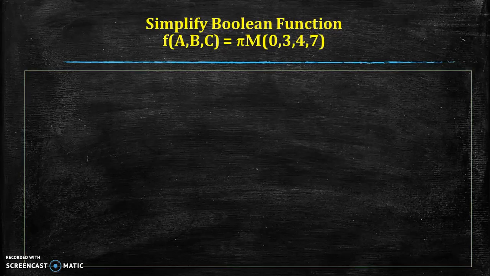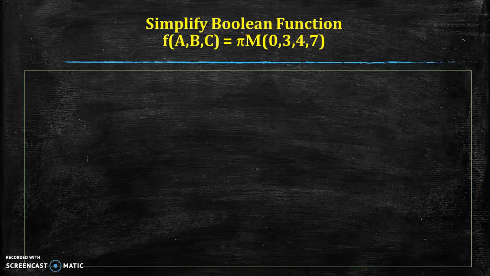Now let us take one example to simplify a Boolean function. Function of ABC is equal to pi. Pi indicates POS type of Boolean function, and capital M is known as the max term. So max terms are given: 0, 3, 4 and 7.